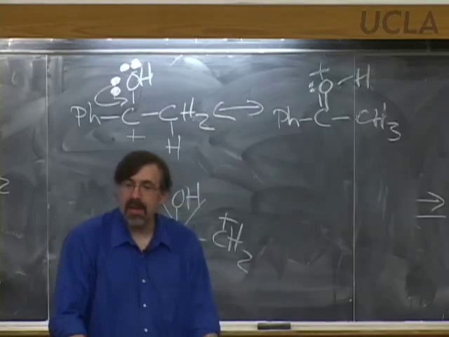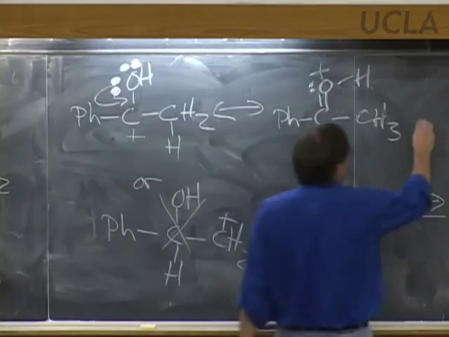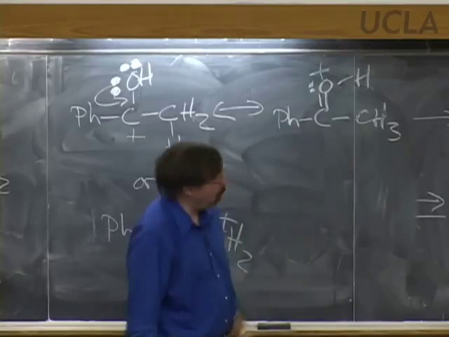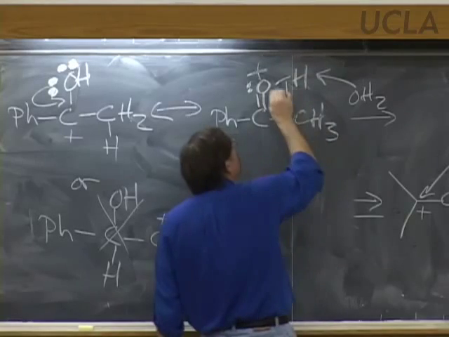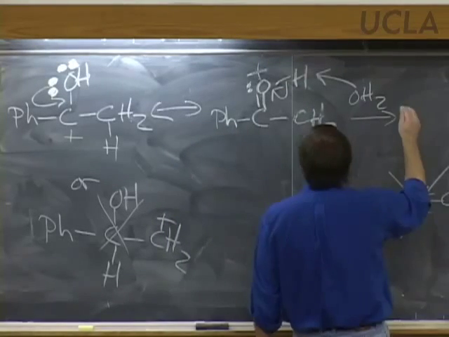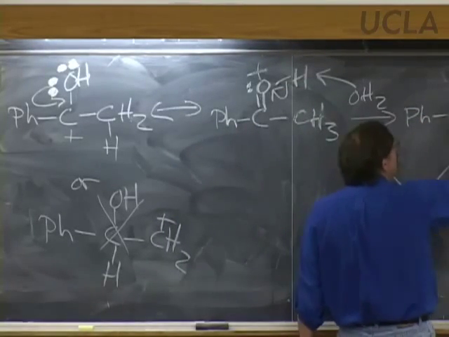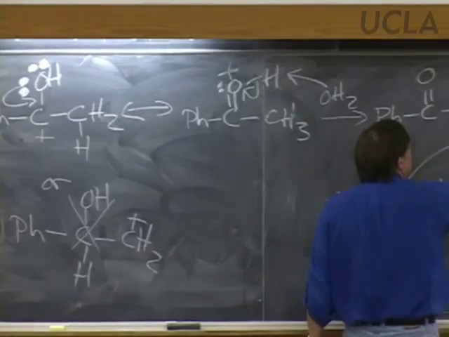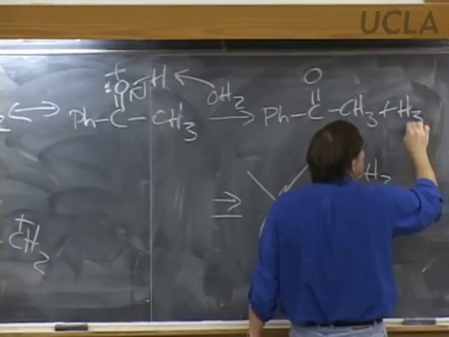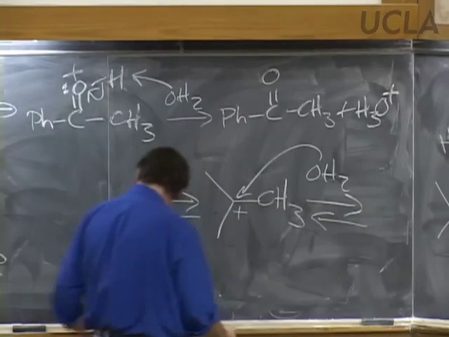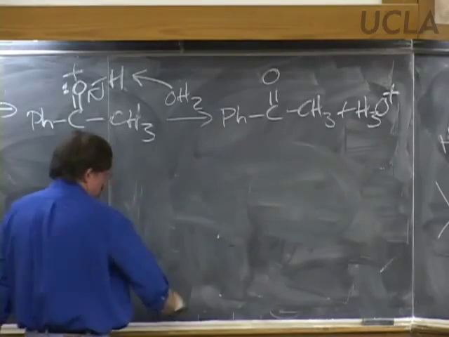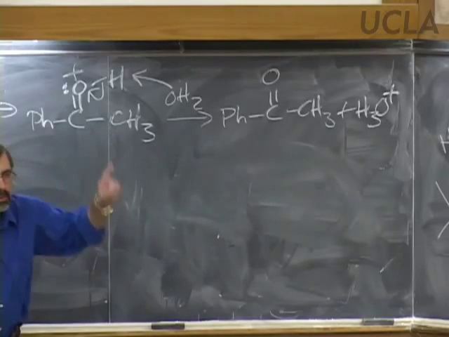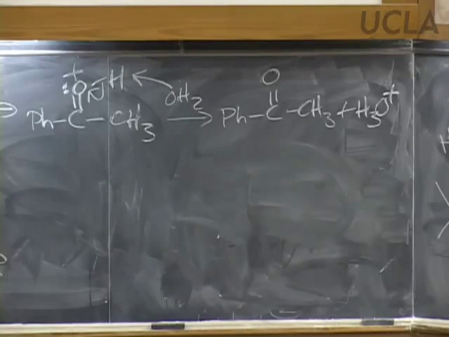Yeah, be deprotonated. What should I deprotonate it with? Water. The strongest base that is present. It's not the issue that it's most prevalent, it's the issue that it's the strongest. Plus H3O+. All right, so now that product, that ketone, fits beautifully with the IR data. So this is the actual product.